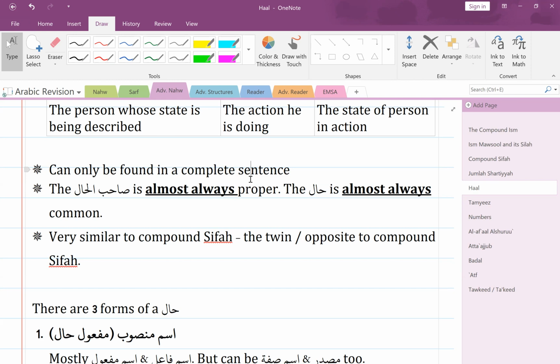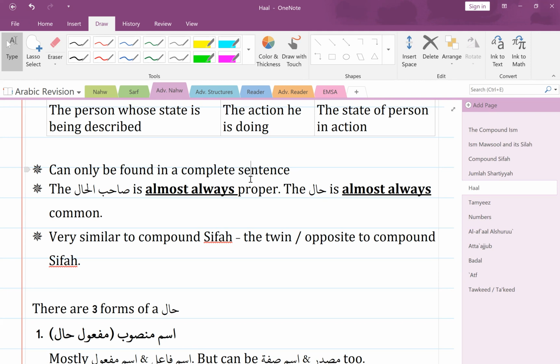This is the opposite of sifa. And that is why hal and sifa are very common, because when it comes to compound sifa, the mawsuf is nakira, is common. Yeah. In sifa, we talked about compound sifa, we said that the thing being described in compound sifa is nakira followed by a jumla. Remember that? Nakira ba'daha al-jumla, it has to be common. If it is proper, then you're looking at a hal.